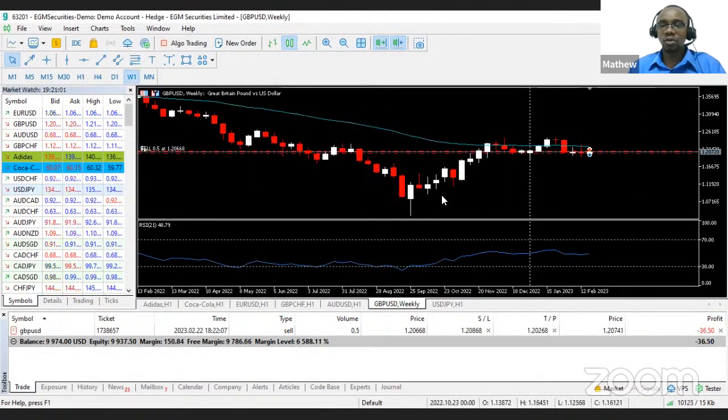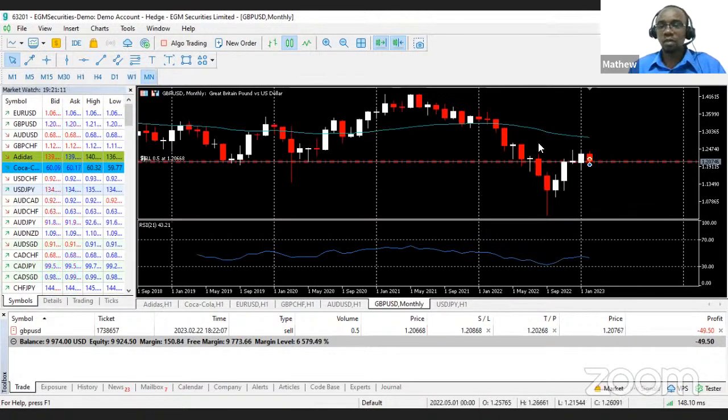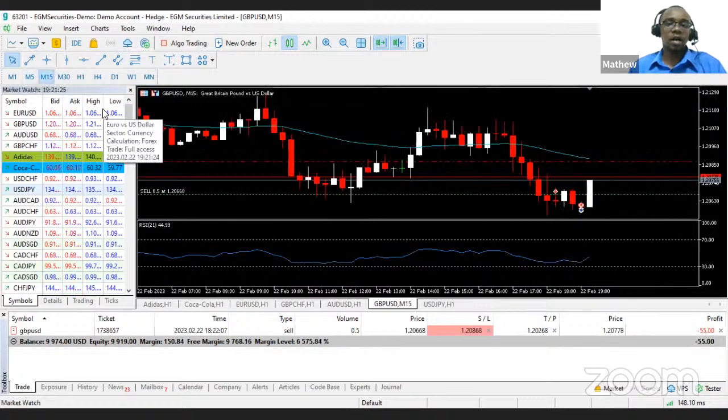Weekly, every candle you see here represents 1 week. For example, this was last week. This is the week we are in currently. And then monthly, of course, this candle represents last month's price action. This one represents December's price action. And of course, now this one represents February's price action. So always get to understand how to read the candles.